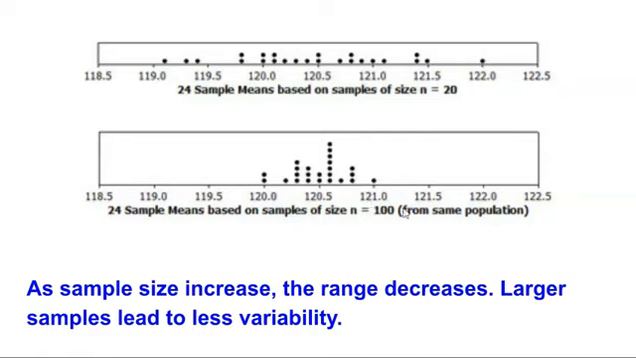Now the reason that happens is if you think about if you test 20 flares and take that average versus testing 100 flares and taking that average, if you had an outlier, then the outlier's effect would not be as noticeable in a larger sample. So variability is going to decrease, so the range will decrease when the sample size increases.